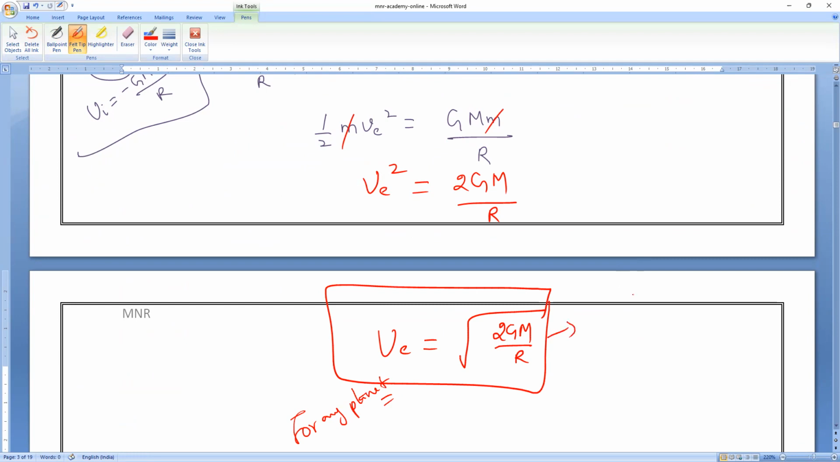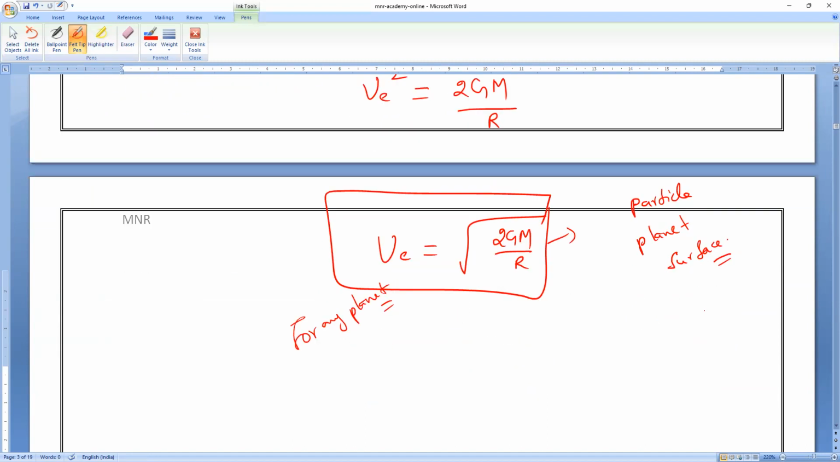And this is the escape velocity of a particle which is present on which surface? The planet surface. This is for a particle present on a planet surface, and that is what you have to remember. At the infinity point, velocity is 0, so the final potential energy is also 0. This is the exact formula of escape velocity for any planet where the particle is present on the planet surface.